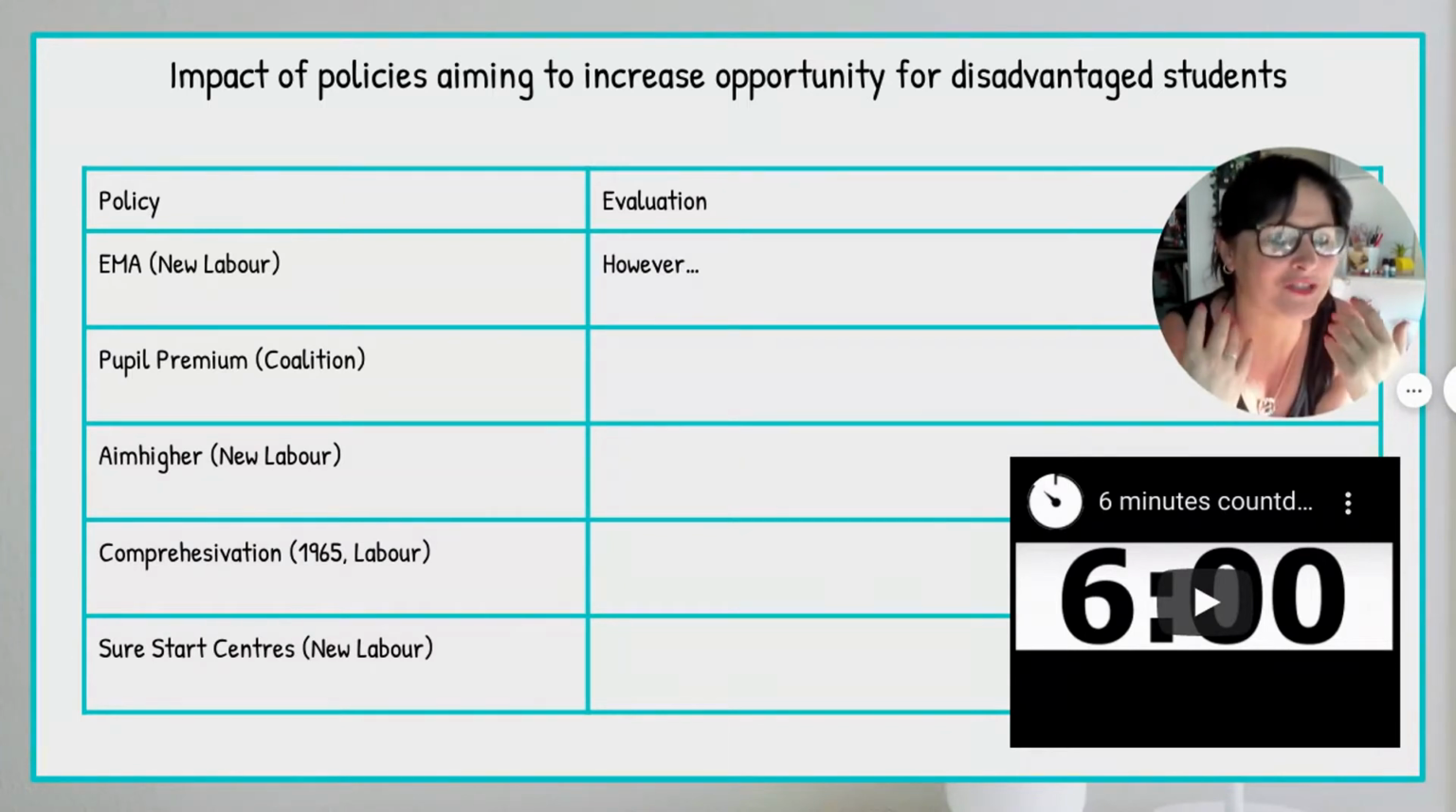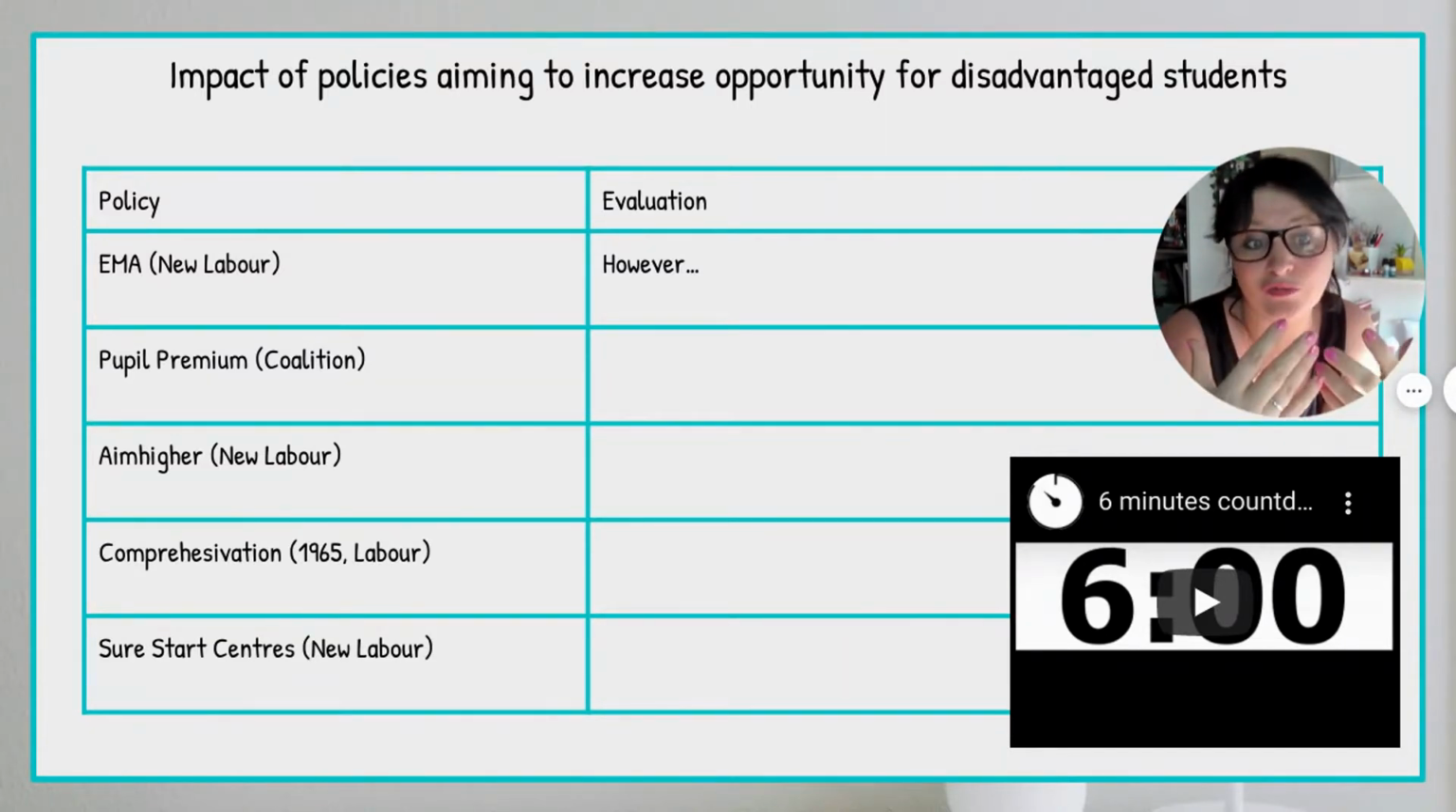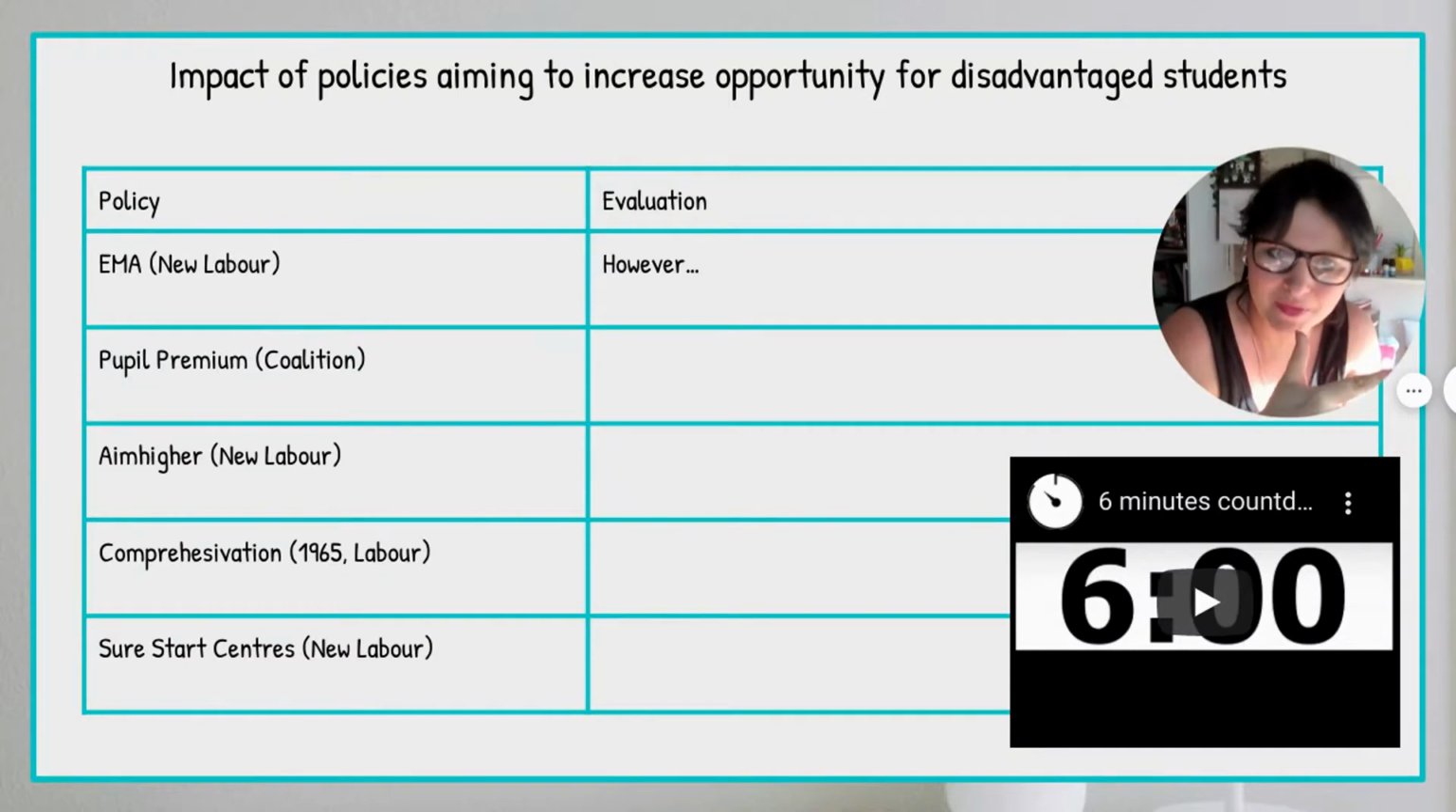It was money that went directly to them. It was £30 a week into their bank account. And that could have made a difference, or did make a difference, to the staying on rates in schools post 16. And your however would be something that links to why that may not be having an impact now, or why it may have only impacted certain groups.